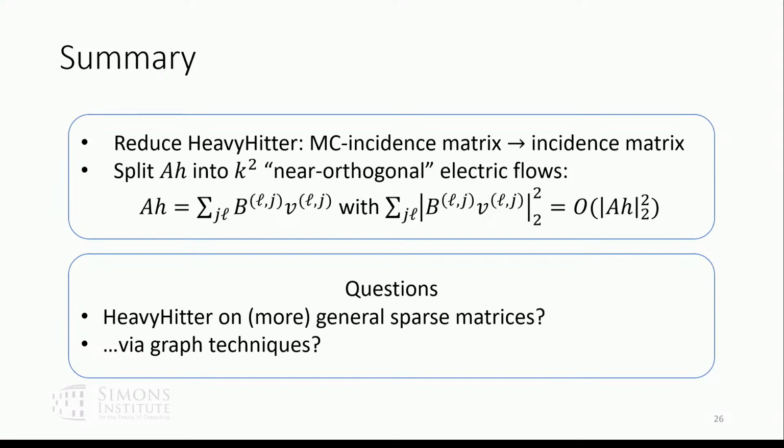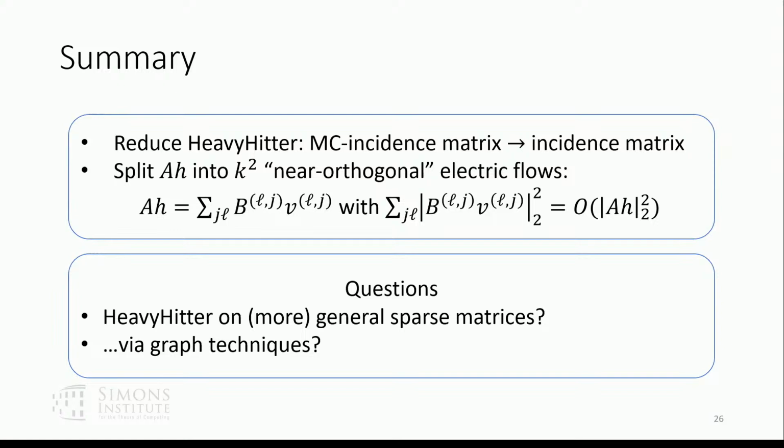So now we have a graph problem. We can then use graph data structures to solve this. And the question is, okay, can we get heavy hitters on more general sparse matrices? Because then we would get linear program solvers on more general kind of sparse matrices. And maybe we can even use graph techniques here. Okay. Next, I will explain how to actually solve it on incidence matrices. What are the actual graph techniques we're going to use here?